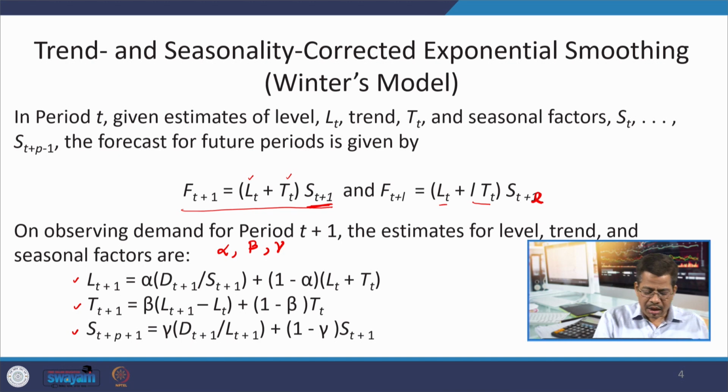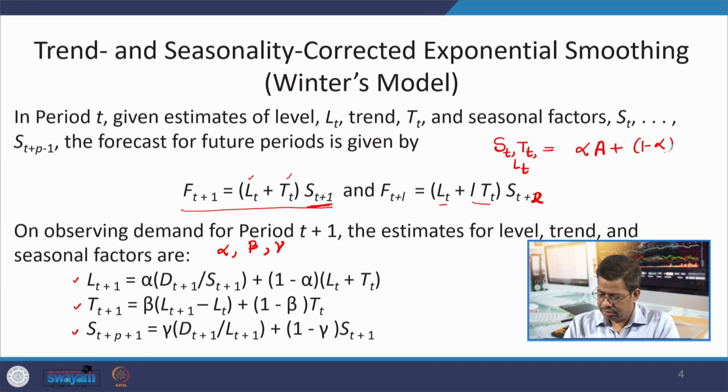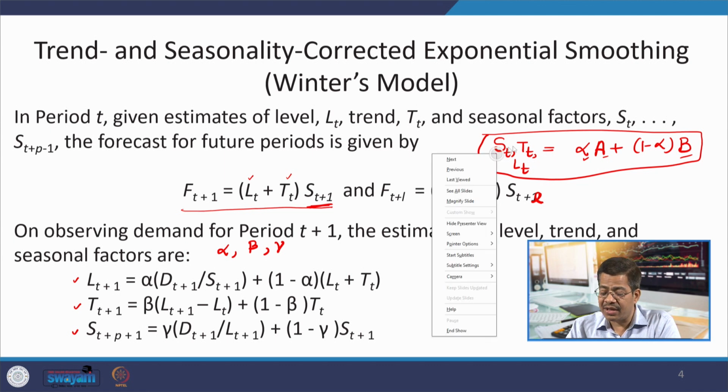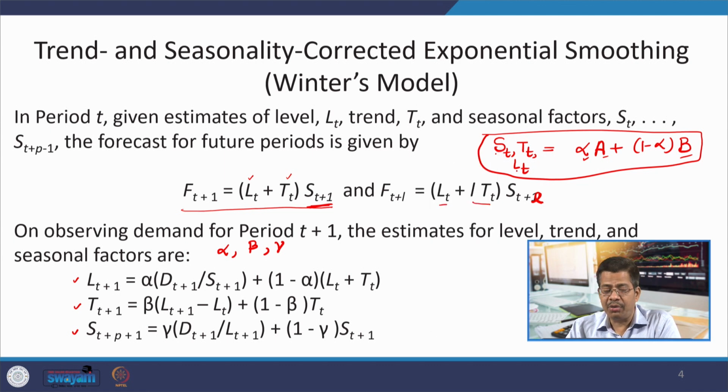Now, I hope you remember my equation for the calculation of S(t), T(t) or L(t): alpha times A plus 1 minus alpha times B. This is the most generic equation. So, you have to replace alpha, A and B as the case may be, whether you are calculating the seasonal index, the trend or the level values. Accordingly your A, B and alpha will change.